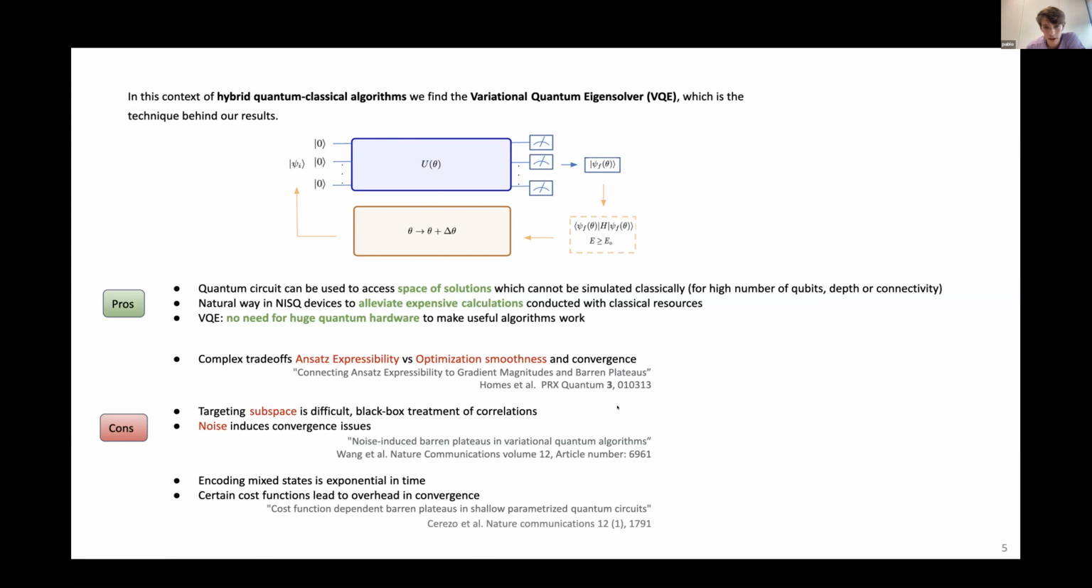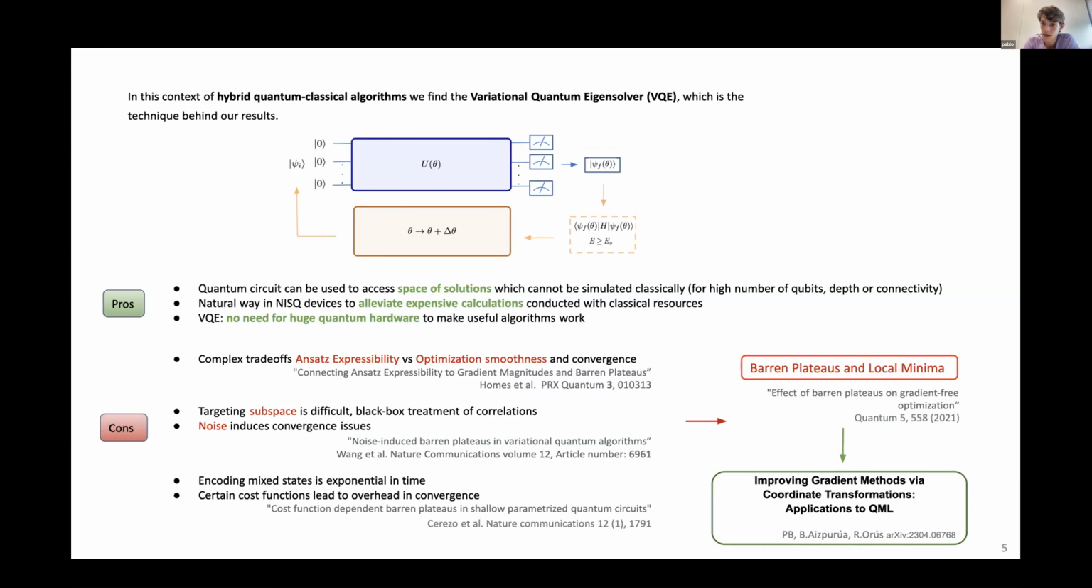The main point of these disadvantages is that they lead to two main issues: barren plateaus and local minima. And one of the articles I'll be talking about today, at the very end, deals with this issue, trying to improve gradient methods via coordinate transformations in order to alleviate the effect of barren plateaus and local minima.